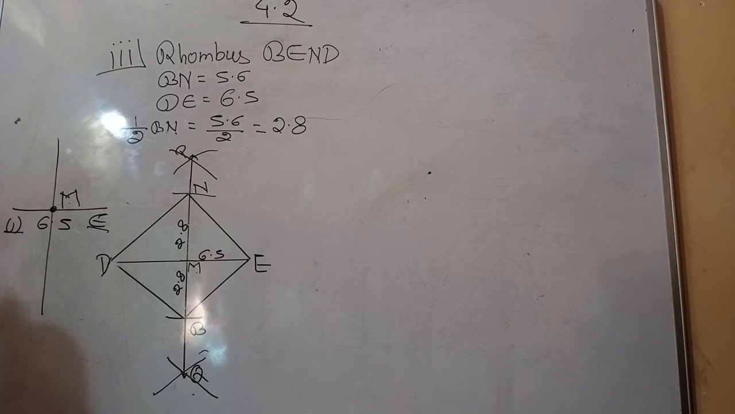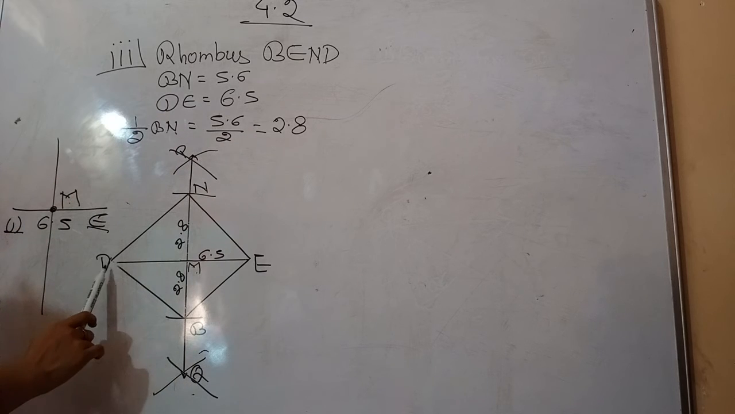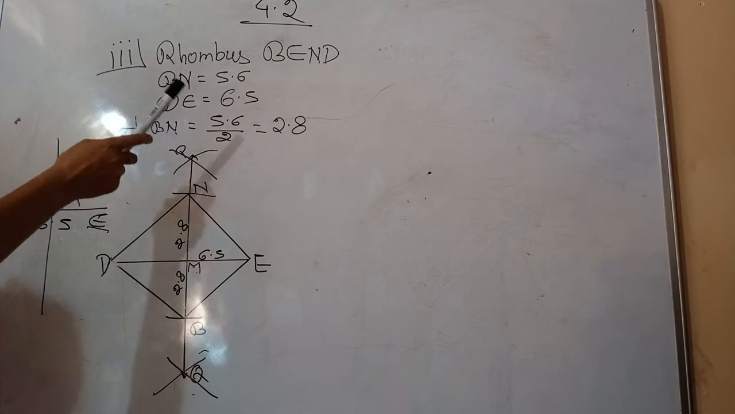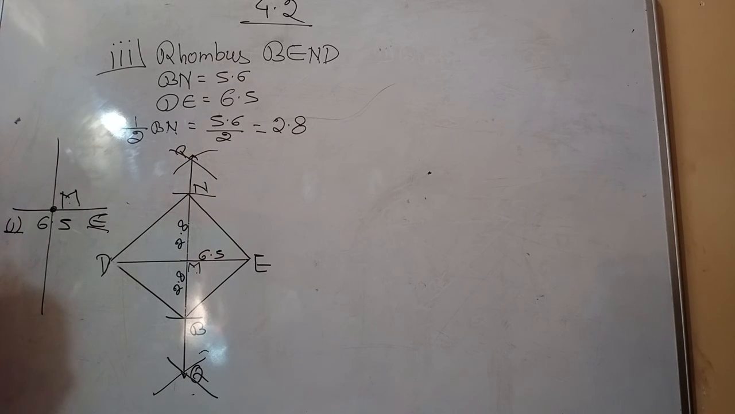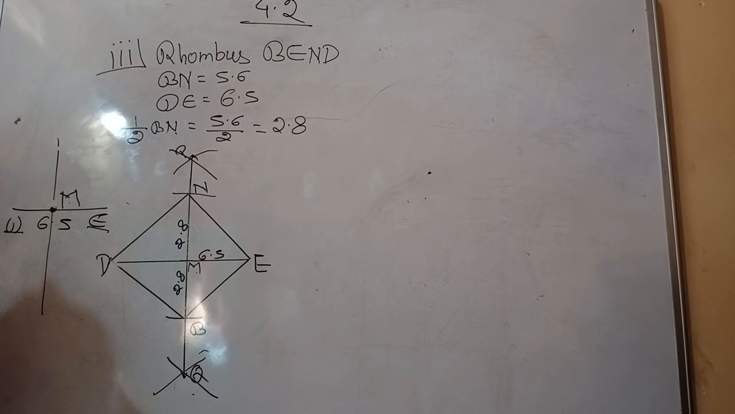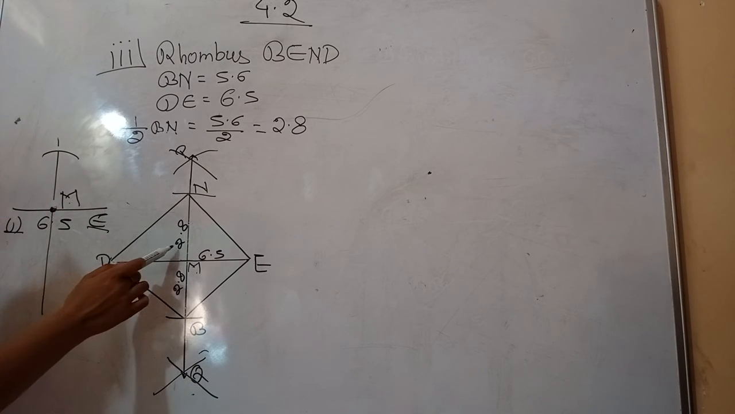Now what you have to do? We know the dimension of the second diagonal is 5.6. 6.5 we have already drawn. Now the second diagonal has dimension 5.6. So we will simply take out half of the second diagonal. What is half of the second diagonal? That is 2.8. Now place your divider on M and cut one arc on this line PQ, of length 2.8.